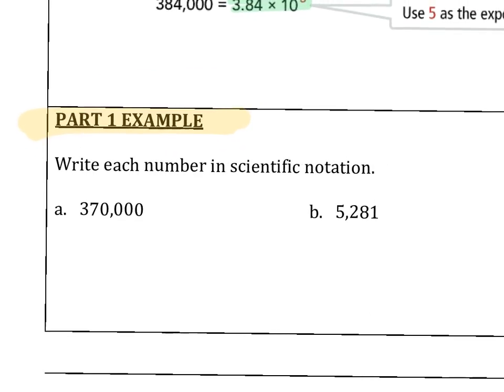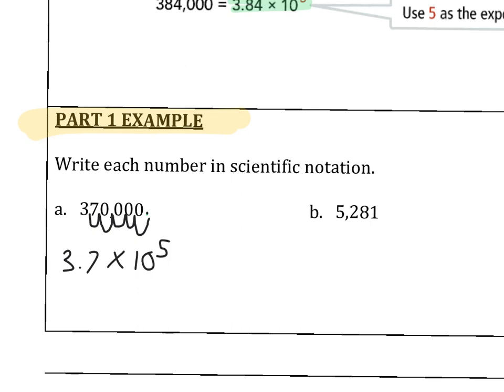So for letter A, my decimal point is currently right here after the last 0. How many spaces do I have to move that decimal point to get my number between 1 and 10? Well, I need it to end up right here between the 3 and the 7, right? Because 3.7 is between 1 and 10. So how many spaces do I need to move it? 1, 2, 3, 4, 5 spaces. So my answer is going to be 3.7 times 10 to the 5th power.